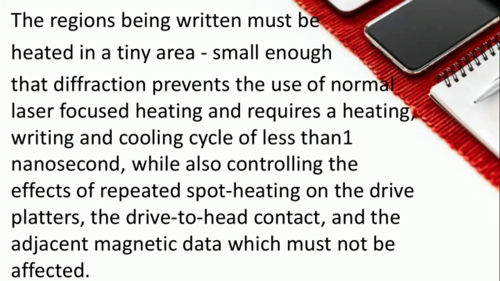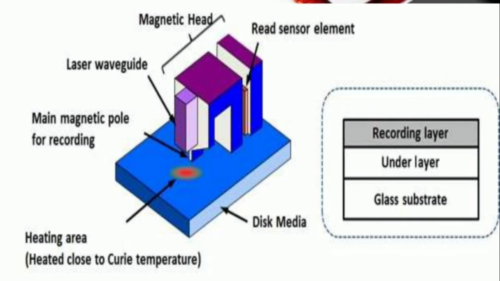As you saw in the given figure, the region being written must be heated in a teeny area small enough that diffraction prevents the use of normal laser focused heating, and requires a heating, writing and cooling cycle of less than 1 nanosecond, while also controlling the effects of repeated spot heating on the drive platters, the drive to head contact, and the adjacent magnetic data which must not be affected.